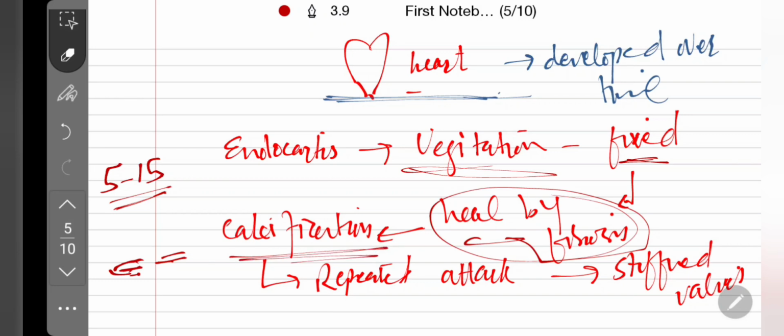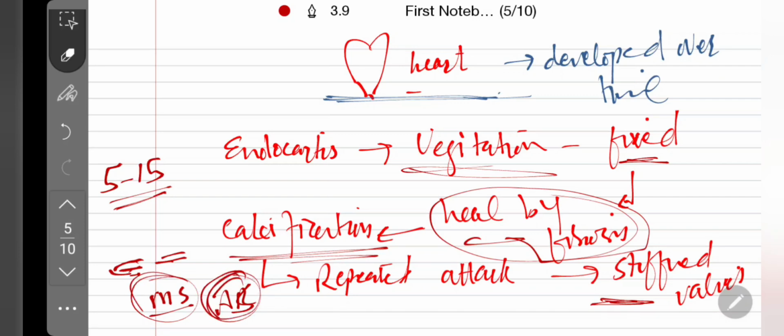Now, the next time there's another attack, the same process goes on. Every time there's damage to the valve, healing by fibrosis, and calcification, and that carries on with every attack. So what happens as an end result? Your heart valves become stiffened. What we get most commonly in rheumatic fever is mitral stenosis, and after that, most common is aortic stenosis. So mitral is most commonly involved, and then the aortic.